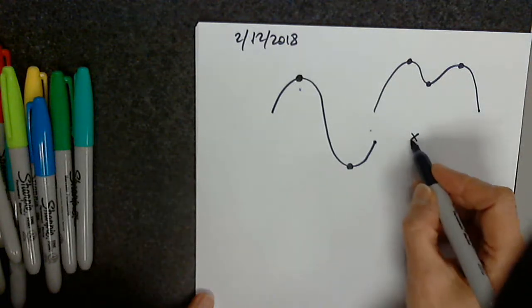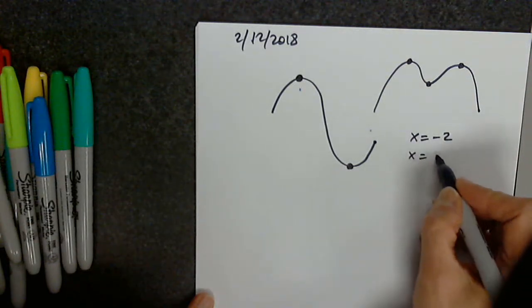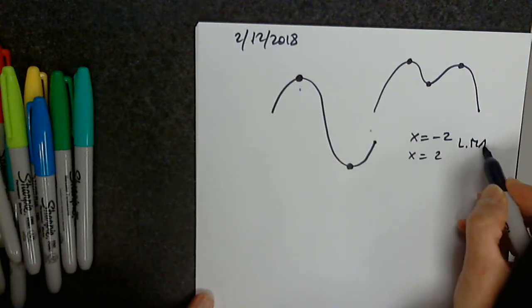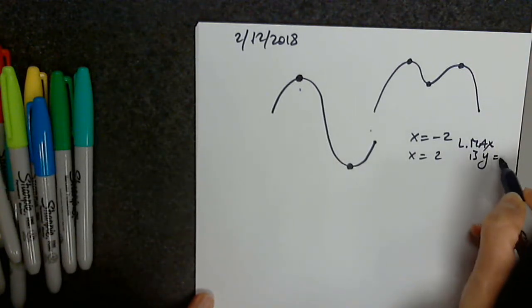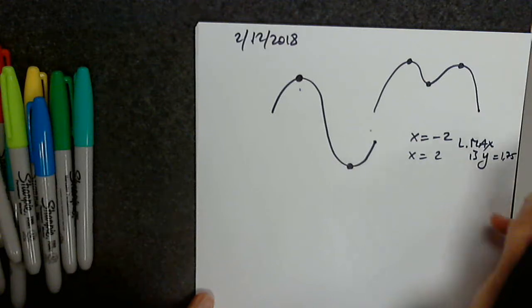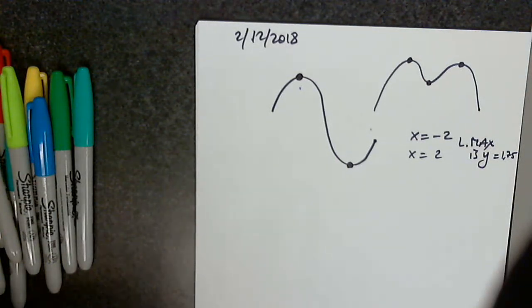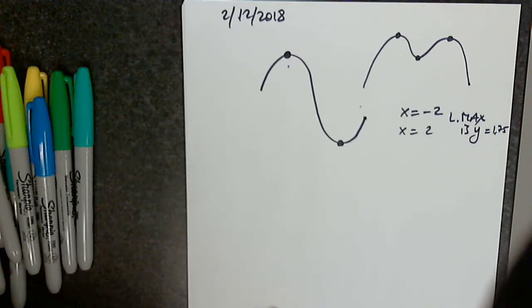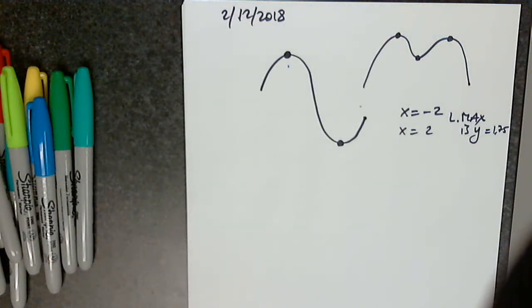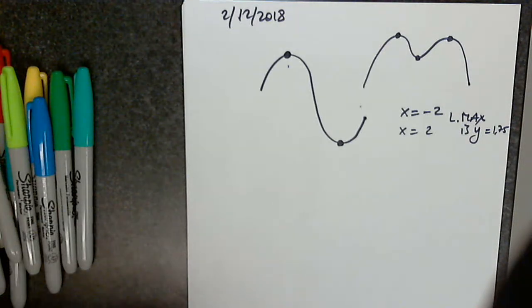I would write when x equals -2 and when x equals 2, local max is y equals 1.75. So we could have picked any point. You have to present both for the local max. There are two local max. One exists on the left-hand side, one exists on the right-hand side. It happens that they have the same value. Yes.